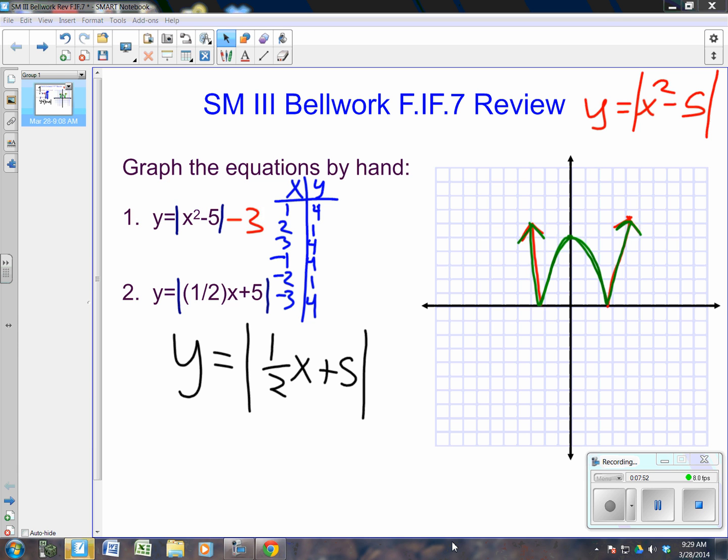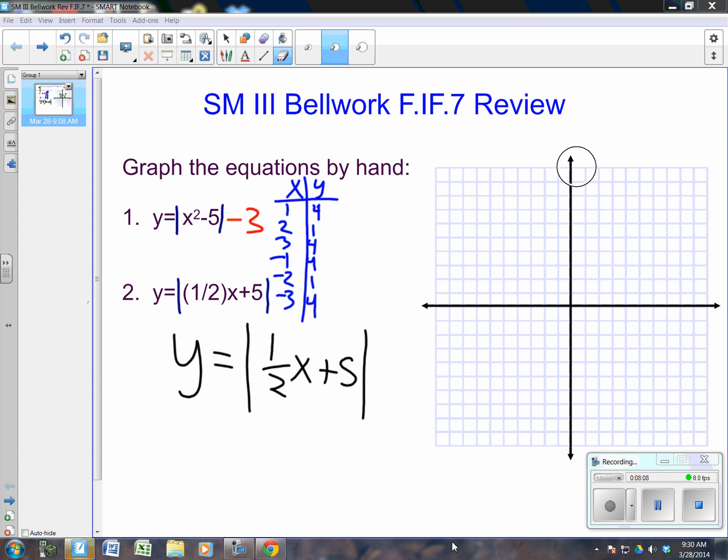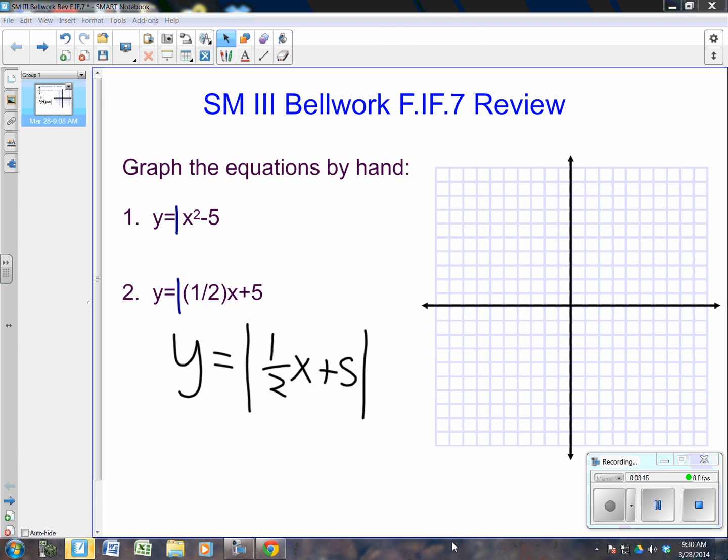Anybody want to do this one? It's the same concept. Graph the line, take the absolute value of it. I am going to call on Coulter. Coulter, you're going to do this. So we're going to erase this stuff. Put that back up there. Okay, go ahead, Coulter.